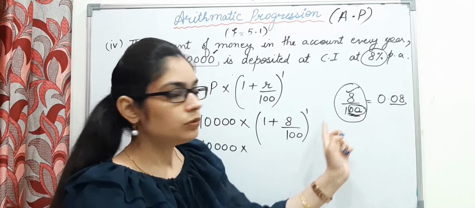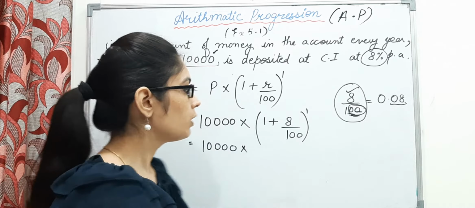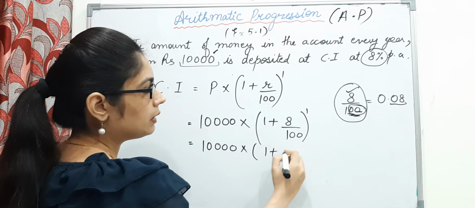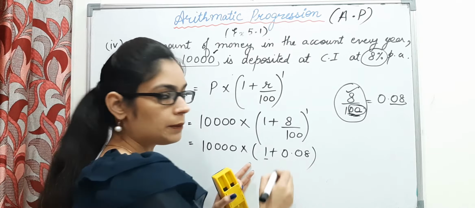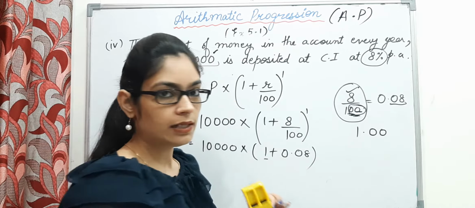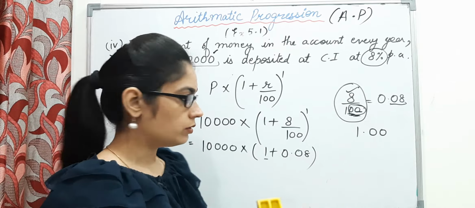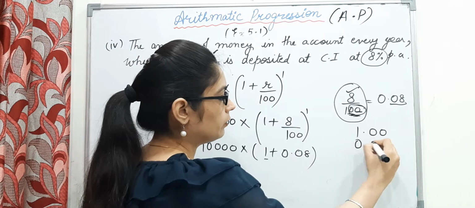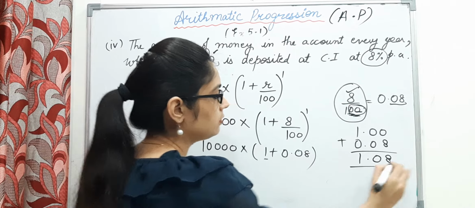1, 2. So 2 zeros were there. From right side we have to count 2 and we can put decimal. So this is 1 plus 0.08. So now we can add. This is a simple number. So if we add a simple number, you just put decimal. After writing decimal, you can write zeros. 0.08 will become 1.08. We have to add this.